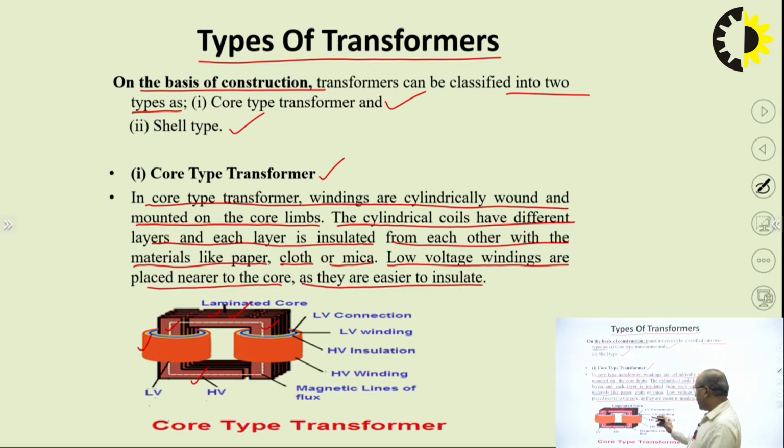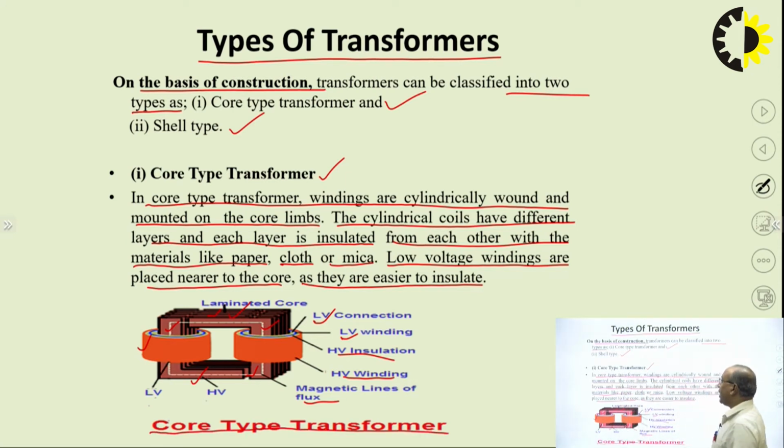This is shown here. The LV connection means the LV winding, shown in blue color inside. The HV insulation is yellow color, and the HV winding is orange or red color, shown outside. Magnetic lines of flux are shown by this white line. So, this is the core type transformer.